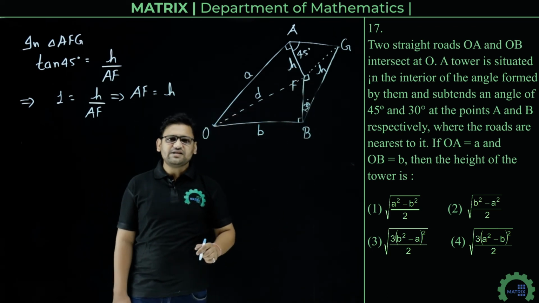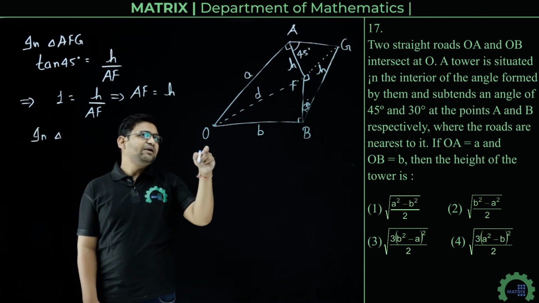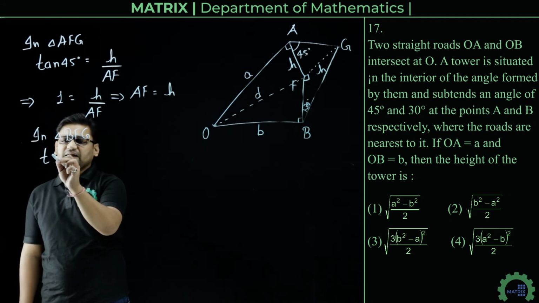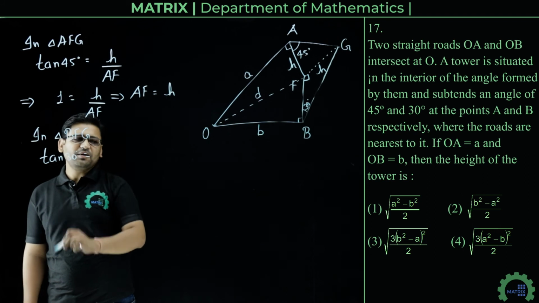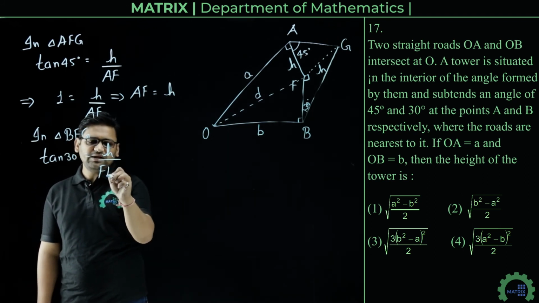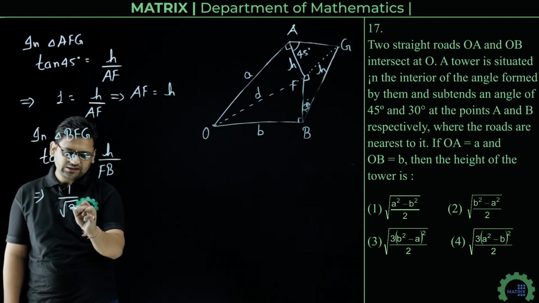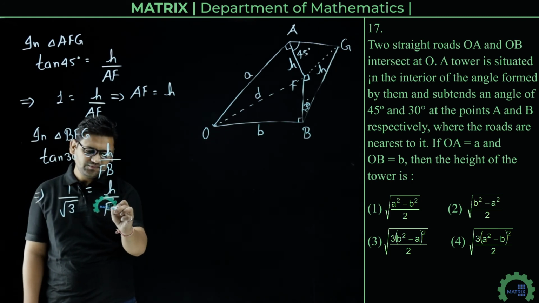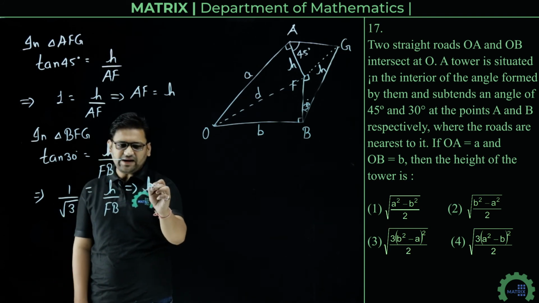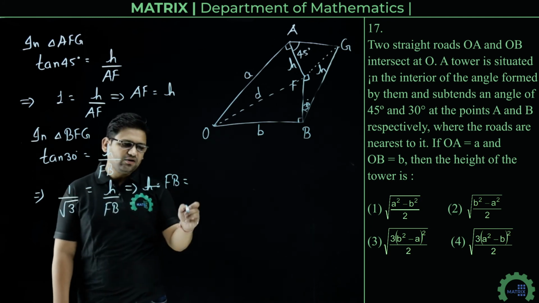Similarly, we can find the distance FB. So applying trigonometry in triangle BFG, we can write tan 30 degree will be equal to perpendicular upon base, that is h upon FB, and tan 30 is equal to 1 by root 3. So 1 by root 3 is equal to h upon FB, or we can write FB is equal to h root 3 or root 3h.